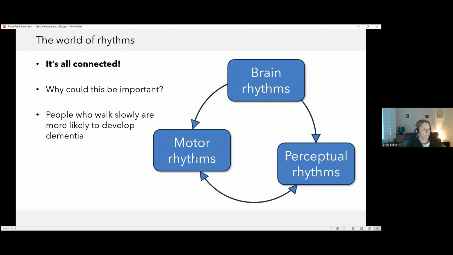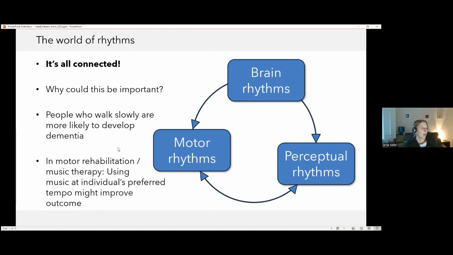But if it's the case that a slow motor rhythm is associated with slower brain rhythms in certain areas, and this influences our perceptual rhythms, if all of this is connected, then this finding could make a bit more sense, so that cognitive skills could be influenced by these rhythms as well, because they have to do with perception.